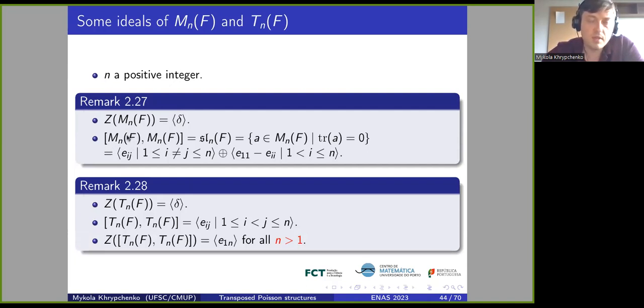Everybody knows that the square of this algebra is the algebra of traceless matrices. It has the following basis, for example. In the case of upper triangular matrices, the center is the same, and the square is spanned by Eij, where i is strictly less than j. And we also need the center of the square. If n is equal to 1, it's trivial. If n is greater than 1, it's one-dimensional, spanned by this matrix unit.